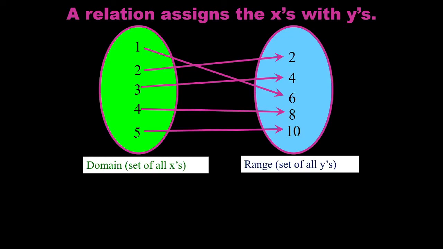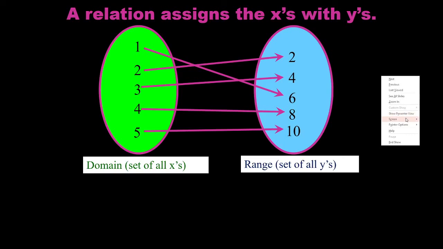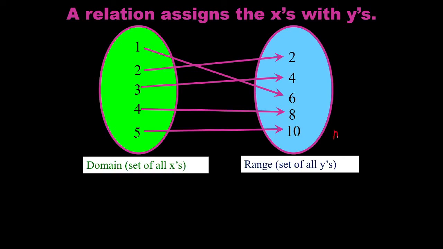What I'm doing here is what you call mapping. And mapping is one way of expressing a relation. So take note, what I'm doing now is simply I'm doing the mapping. So that's what you call mapping, assigning the x with the y's.